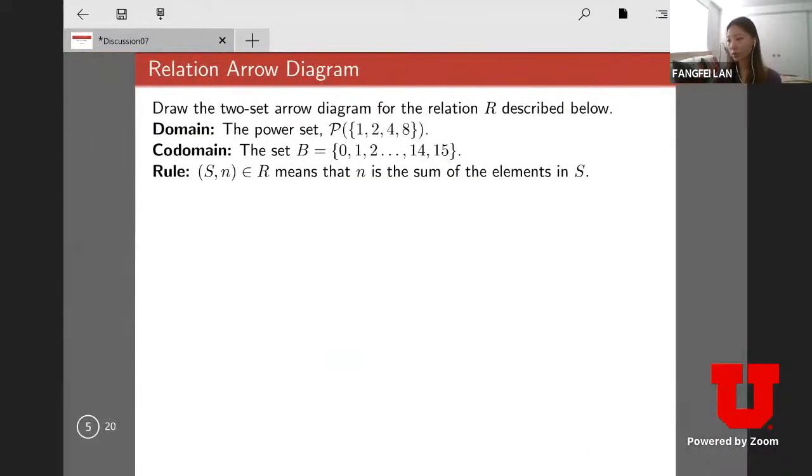Okay, this one shouldn't be too hard. Draw the two-set arrow diagram for the relation described below. The power set of this set is the domain, and then the set B is the codomain. The rule is that S R n means that n is a sum of the elements in S. So where do we start? Let's start with the domain. Can someone give me all the elements in the power set of the set?